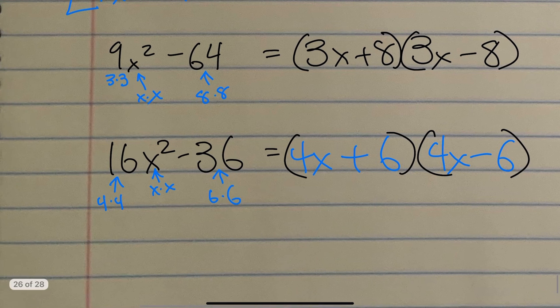Okay, so these ones are going to be called a type 2, and that's just because it has an extra number than type 1.